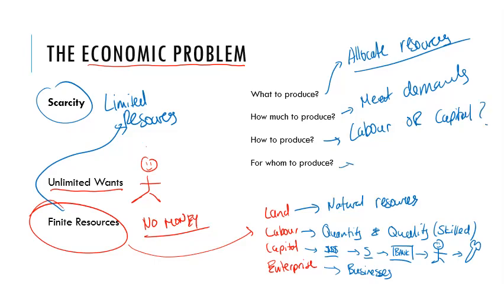Okay, and last thing, for whom? Distribution. Who gets it? Does everyone get a slice of the pie? Is it those who work getting a slice of the pie? Is it those who work really hard and high incomes getting a slice of the pie? Okay, these are all real key questions we need to ask to address this economic problem of scarcity.